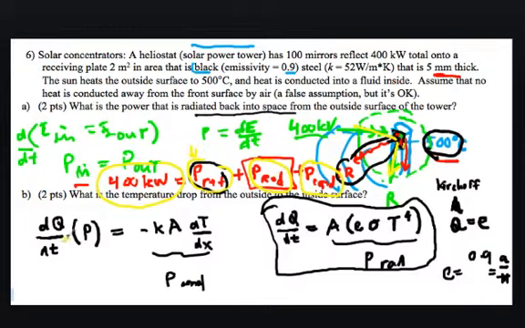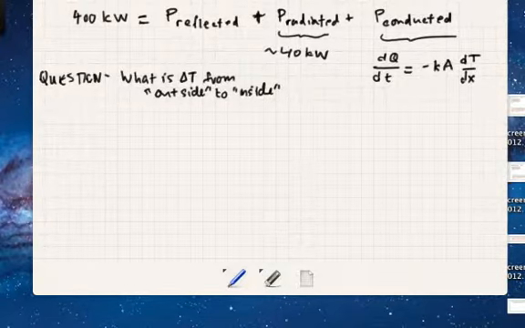So let's go and answer the second part. What is the temperature drop from the outside to the inside surface? I'm only guessing that what this means is this outside 500-degree surface to the backside where the fluid is taking the heat away from that front surface. That's what we're trying to compute. Here's our equation: the 400 watts is equal to the reflected power, the radiated power, and the conducted power.